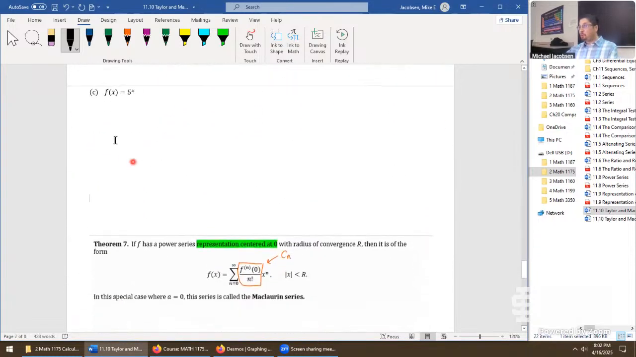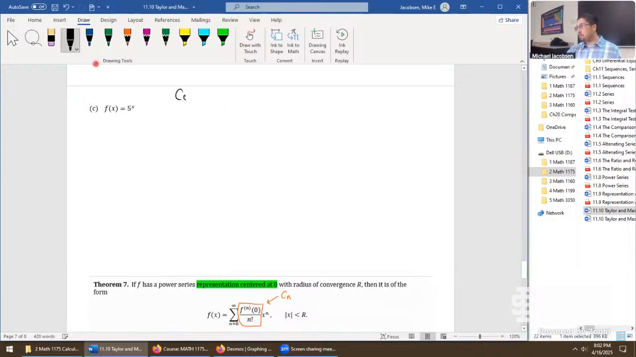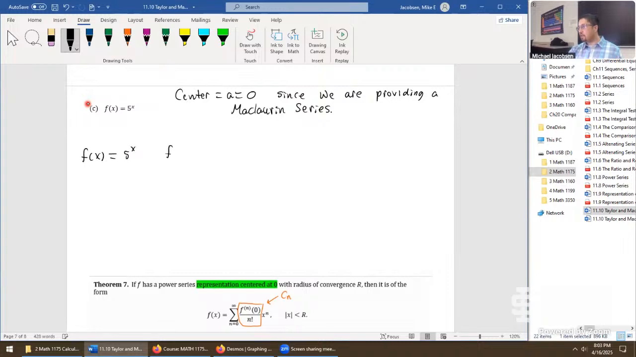And now the purpose of part C is that the derivative is just messy, so we have to be really careful as we go. Like before, as a reminder, the center equals a, which is 0, since we are providing a Maclaurin series. So when we start this off, we'll begin with f of x is 5 power of x. And then immediately go to f at 0.